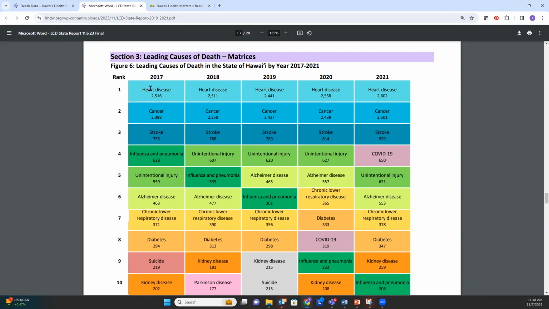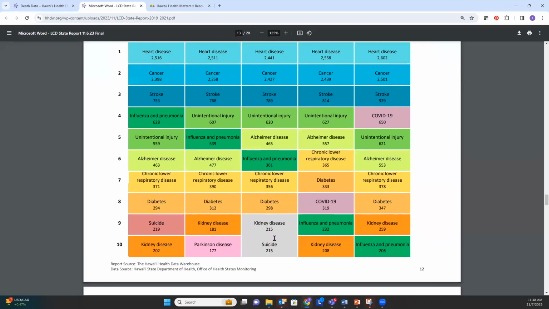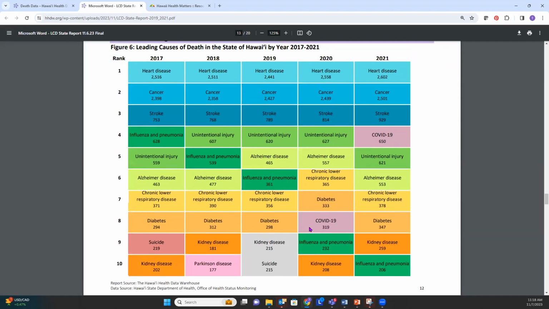So if you're looking across from 2017 to 2021, this will give you the idea for the state again, so you can see COVID did not exist in these years, and it was the 8th leading cause of death in 2020 and the 4th leading cause of death in 2021.